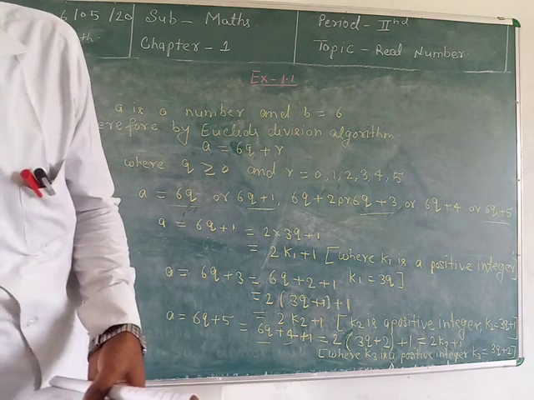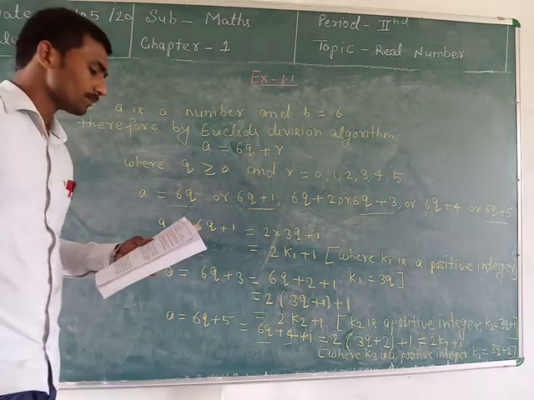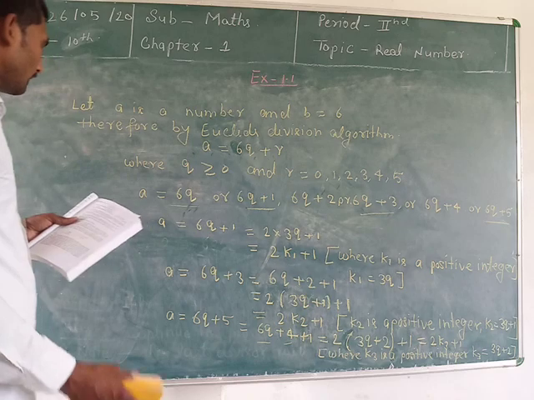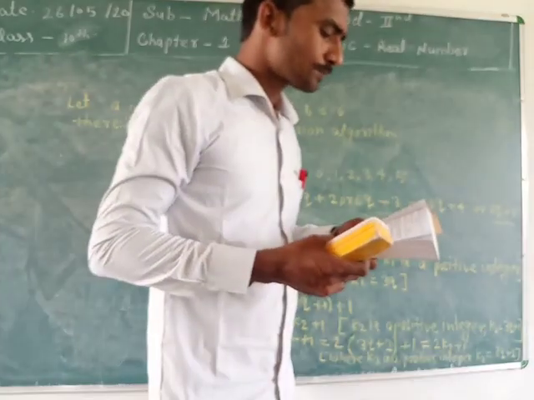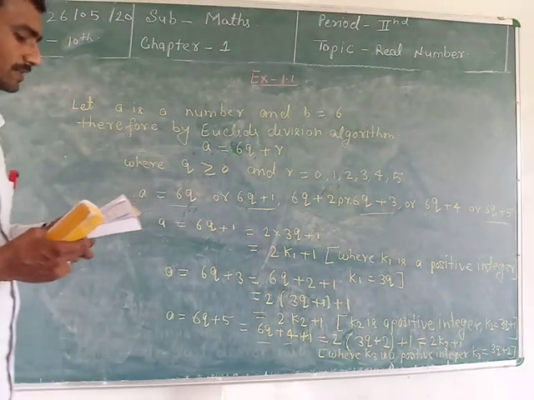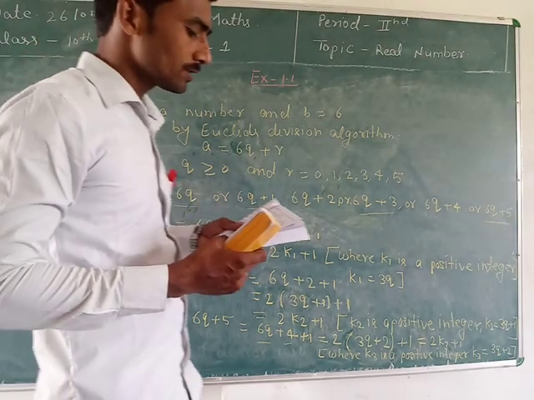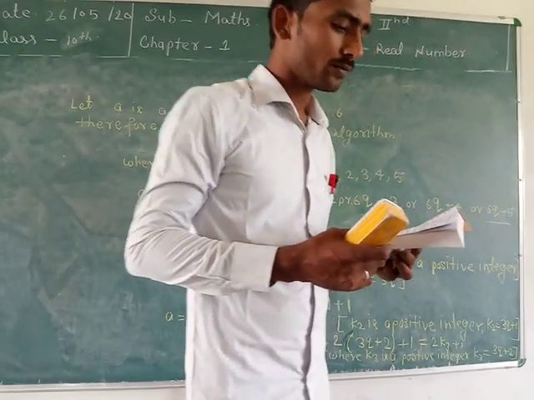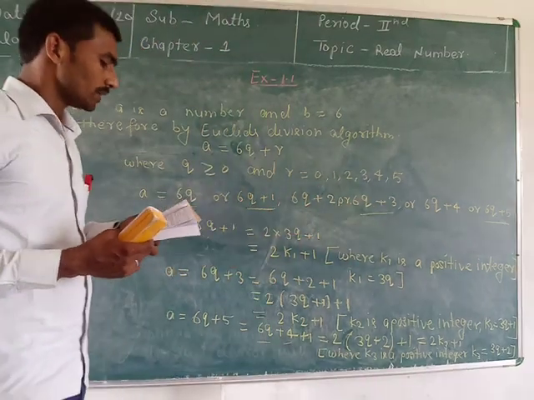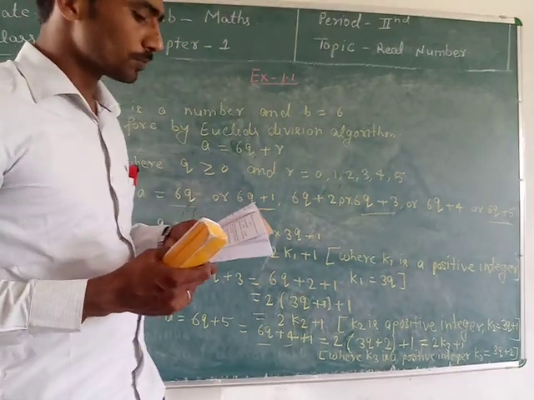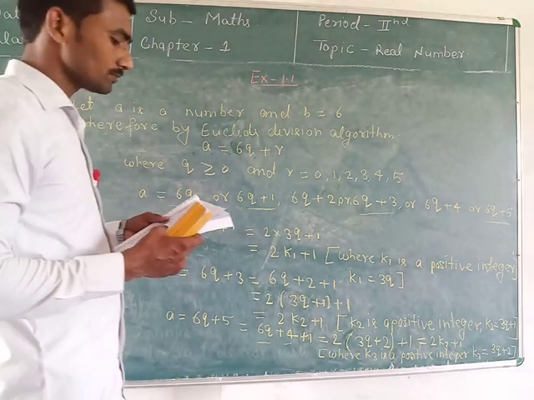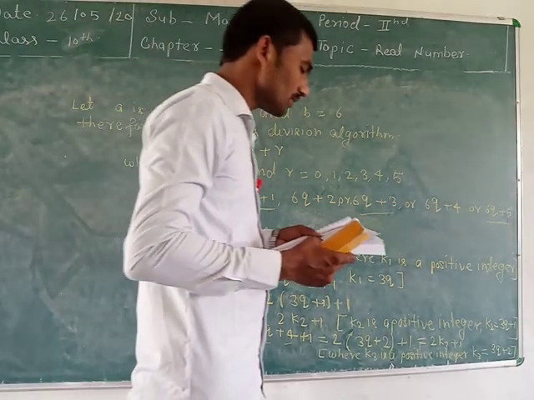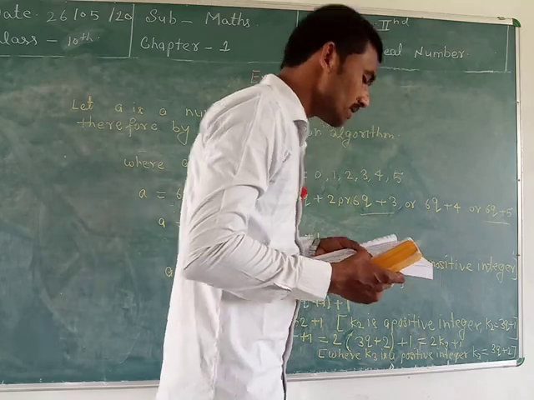Another question, question number 3. An army contingent of 616 members is to march behind an army band of 32 members in a parade. The two groups are to march in the same number of columns. What is the maximum number of columns in which they can march?